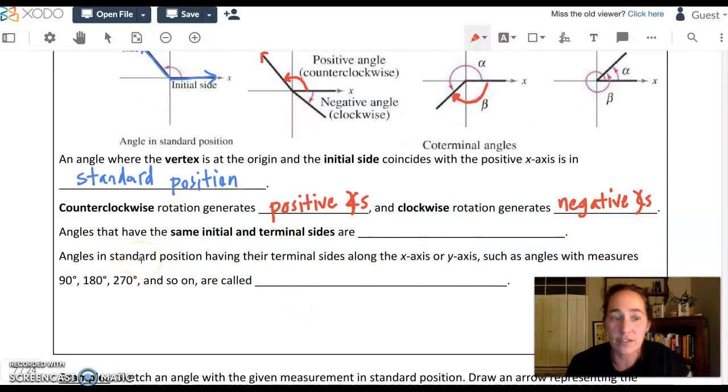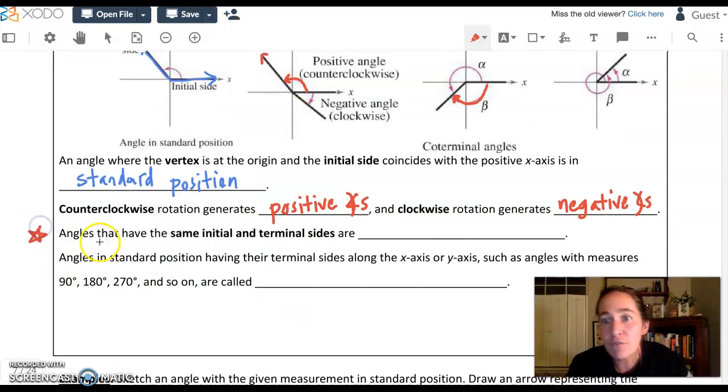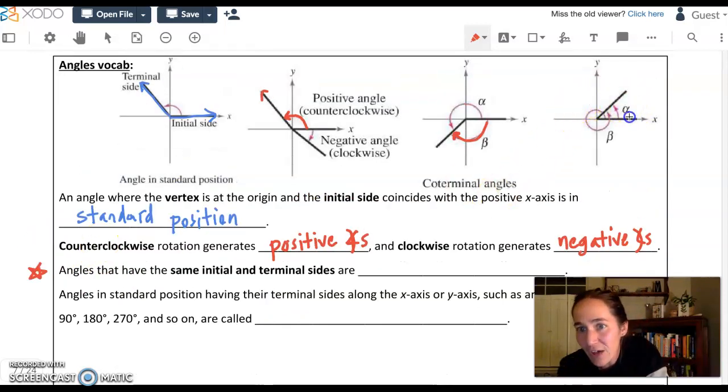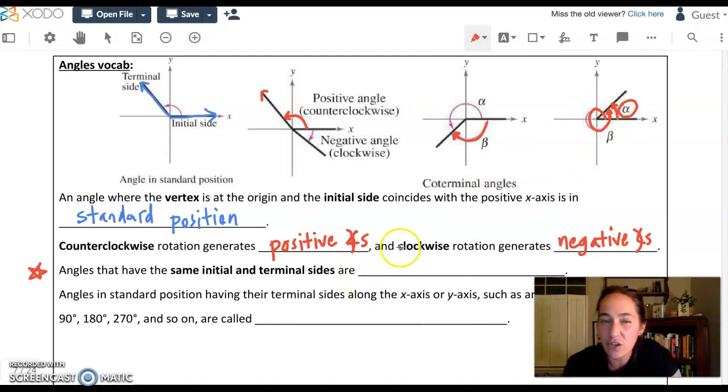This is a big one too. There are an infinite amount of ways to name this little angle alpha here. I could name it 30 degrees, or I could think of this bigger arrow. I could go a full revolution around the coordinate plane, a full 360 and a little bit more, and still land in that same terminal spot. They call these two amounts of rotation coterminal angles. Coterminal angles look exactly the same: same initial side, same terminal side, just different amounts of rotation around the origin.